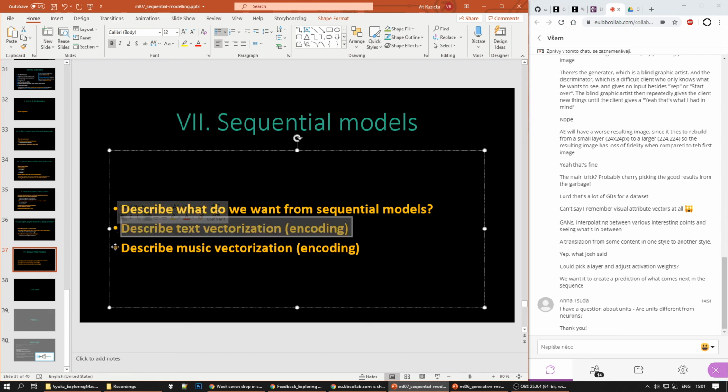Okay, so the last 2 questions I could figure out for this lesson are to talk about the way to represent text data and how to represent music data. So could someone explain to me how to vectorize or encode some text as a dataset?